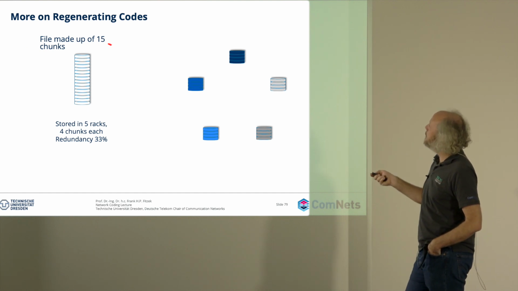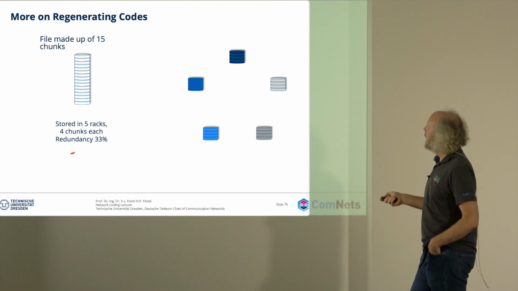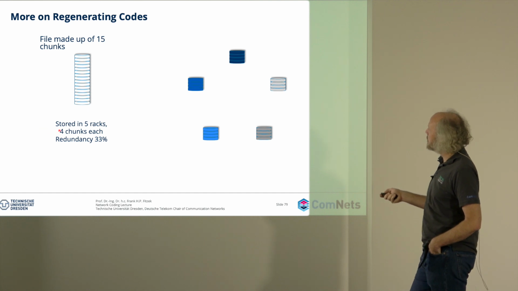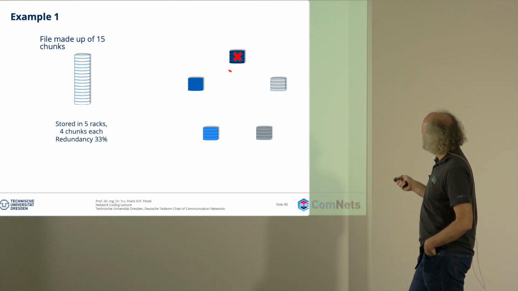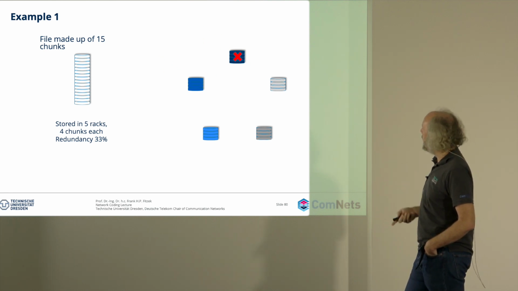So we have a file and we made it up of 15 chunks, right? And stored in 5 racks with 4 chunks. That has a redundancy of 33%. So imagine that now one of these racks is going down. How do you repair that?